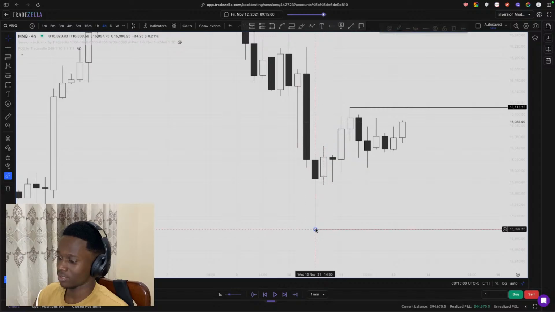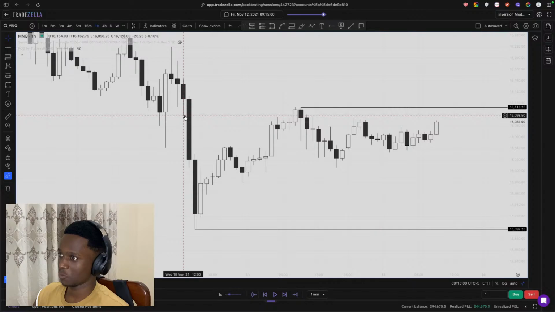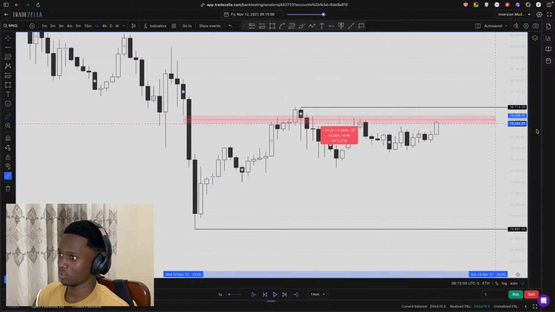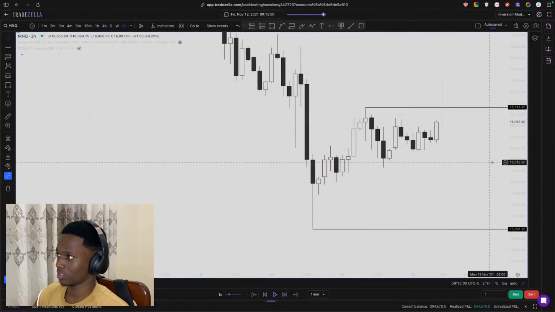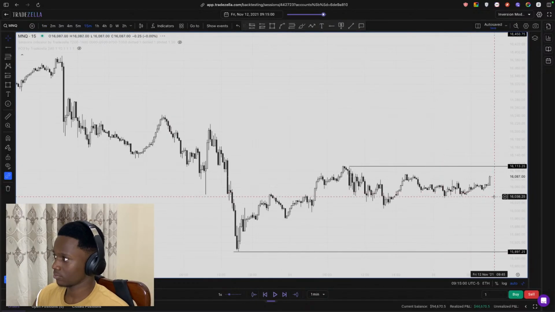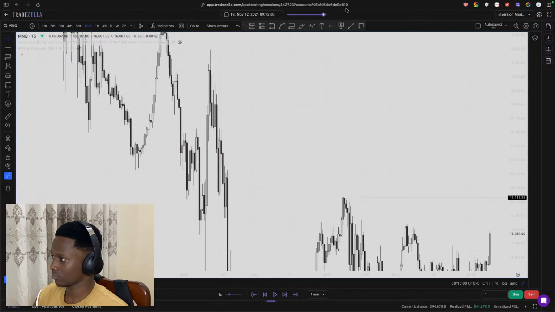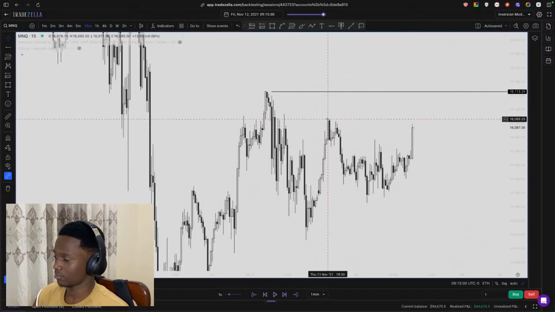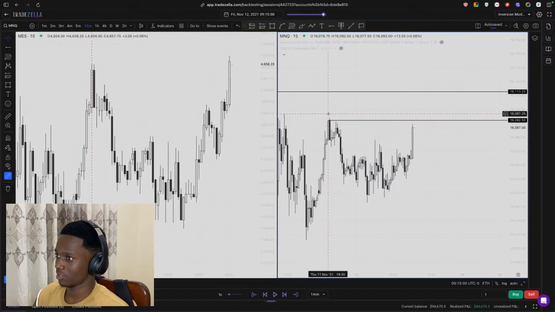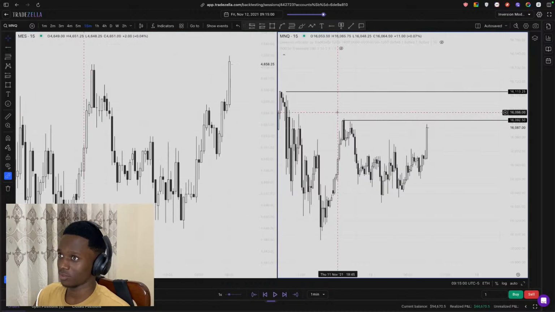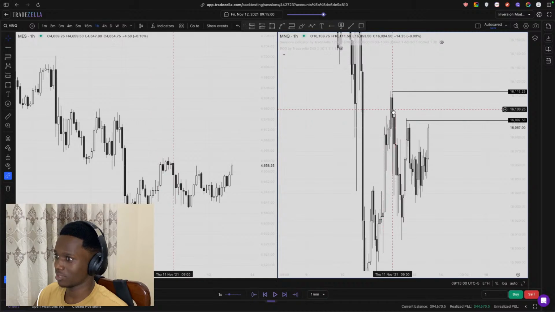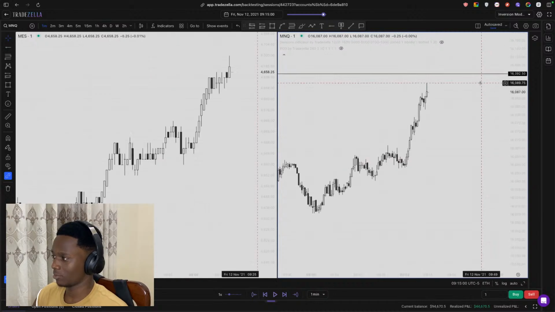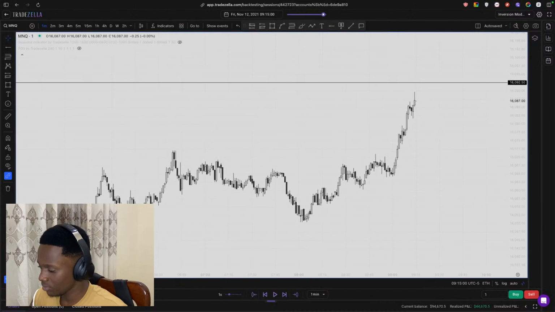Now checking the 1 hour, we have, well, quite good gap here, and on the 2 hour it's also looking as good as I think it is. Now we have some good Asian highs here, so it might as well run this high only and then reverse, considering that it has already run on NQ, I mean on ES, so there's a chance that it could just start dropping either way.